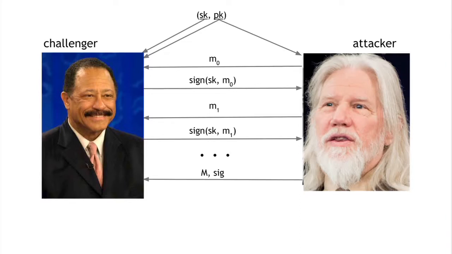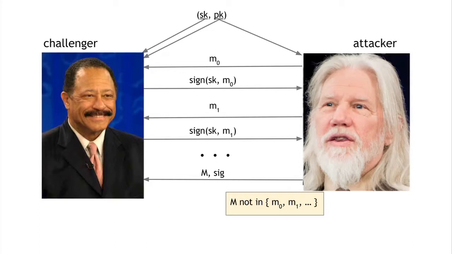number, then he's going to pick some message M that he wants to forge a signature on, and he's going to try to forge a signature. And of course, there's a rule that says that this M, this message that he's trying to forge a signature on, isn't one of the messages that he's already seen. Because it would be really easy for him to send over a valid signature on M0.